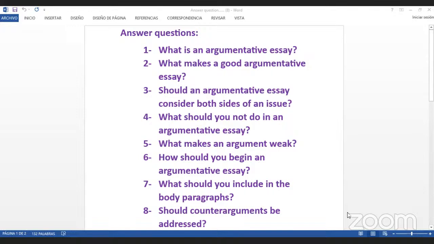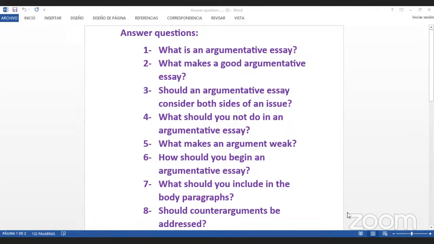Number three, should an argumentative essay consider both sides of an issue? Yes, in this case, yes. A strong argumentative essay will demonstrate that the writer has thoroughly researched and considered both sides, even though the writer will take a firm position and stand on one side. Addressing counterarguments makes the writer's own argument stronger when they refute the opposition. Okay.